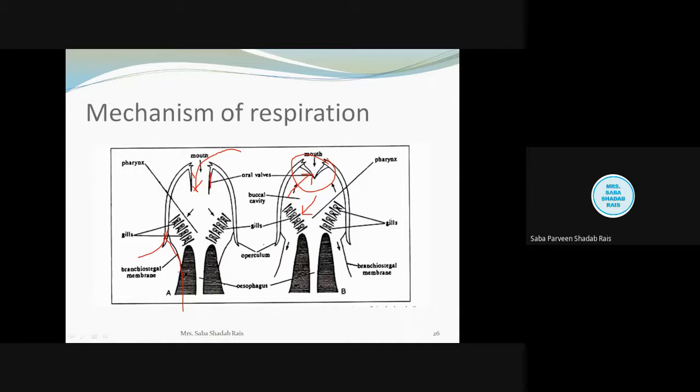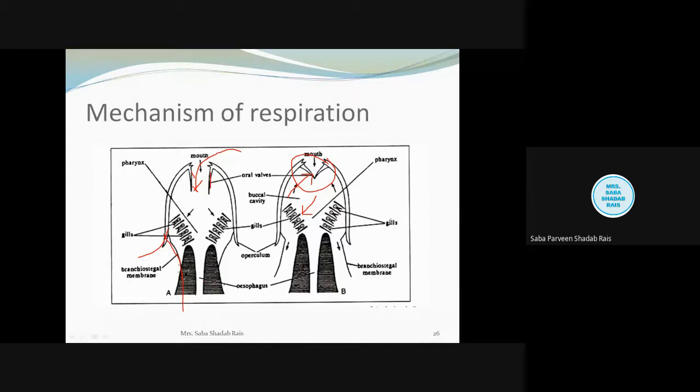Now in addition to gills, some fishes may have an accessory respiratory organ also. So the mechanism of respiration is very simple, children. You need to remember when the operculum rests, at that particular time the branchiostegal membrane closes. As soon as the branchiostegal membrane closes, the relaxation will happen, and automatically these oral valves are going to open.